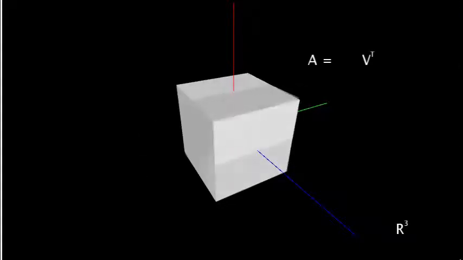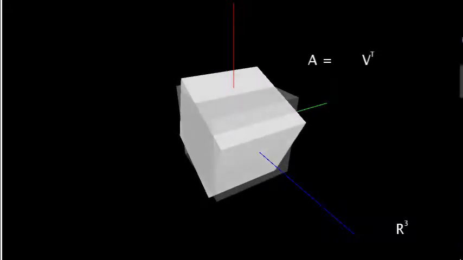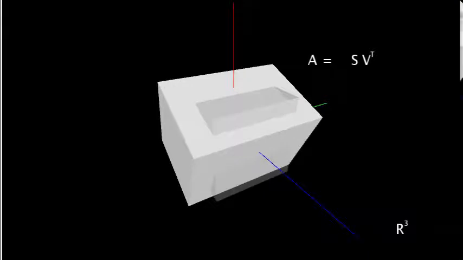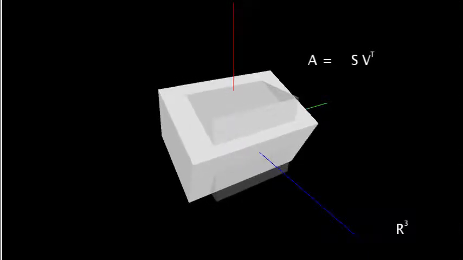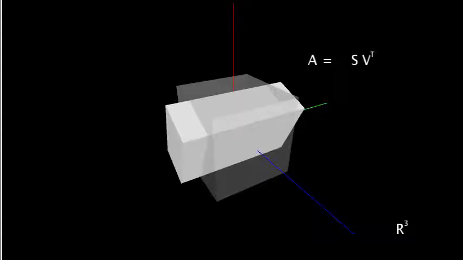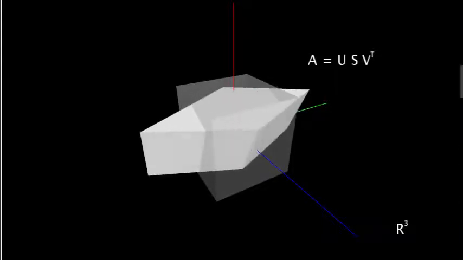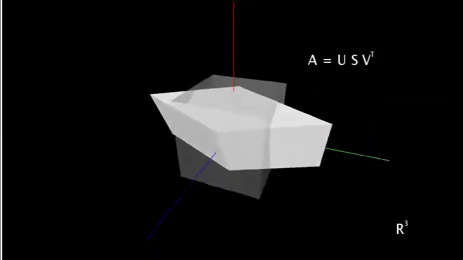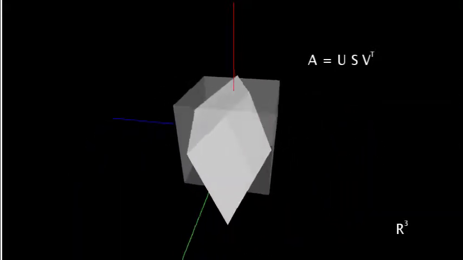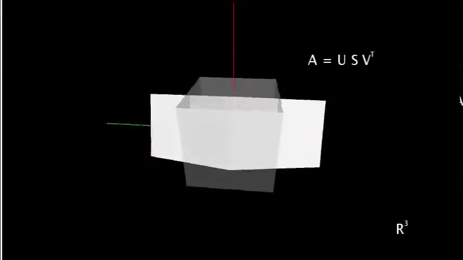The SVD of A gives us a rotation V transpose about an axis, followed by a non-zero scaling S along the three eigendirections, and finally a rotation U about another axis. We can also observe that the dimensions of the transformed parallelepiped are the same as that of the input cube.